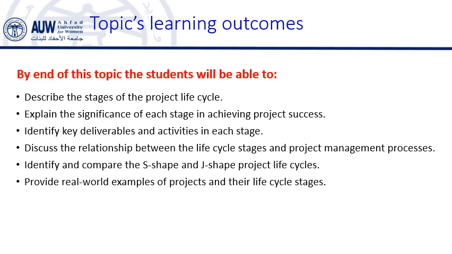The second learning outcome is about explaining the significance of each stage in achieving project success. Understanding each phase is crucial because each phase builds on the previous one. Proper planning ensures effective execution, and closure ensures the project meets all objectives.